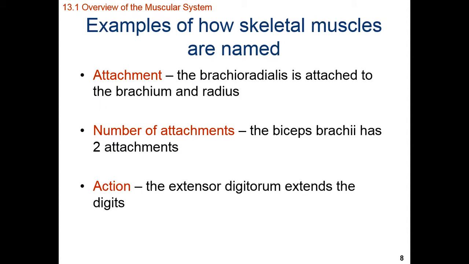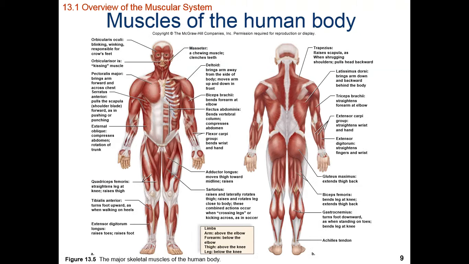For example, the extensor digitorum is going to extend the digits. We also have the flexor digitorum as well. And another one, the extensor digitorum longus, it will extend the toes, and it's really long in shape, and we had to differentiate that one from the extensor digitorum, which extends the fingers. Both fingers and toes are called digits, FYI.